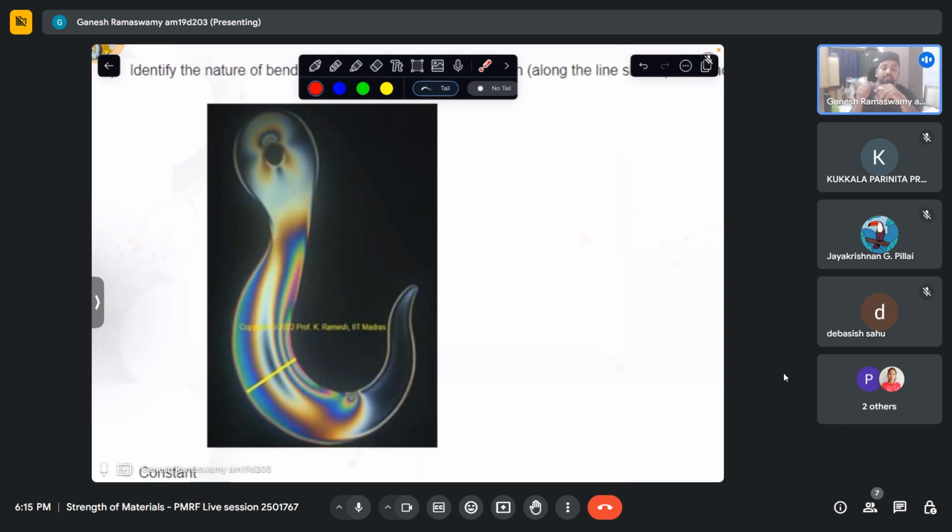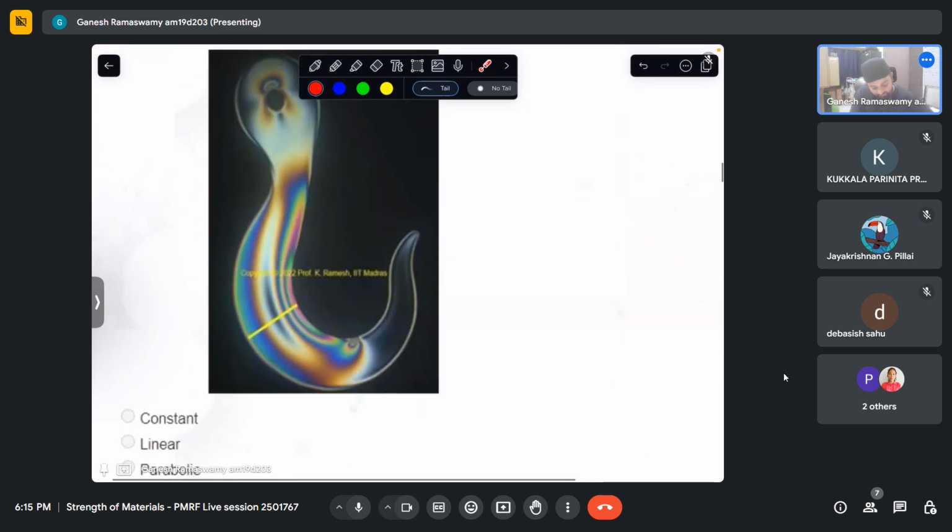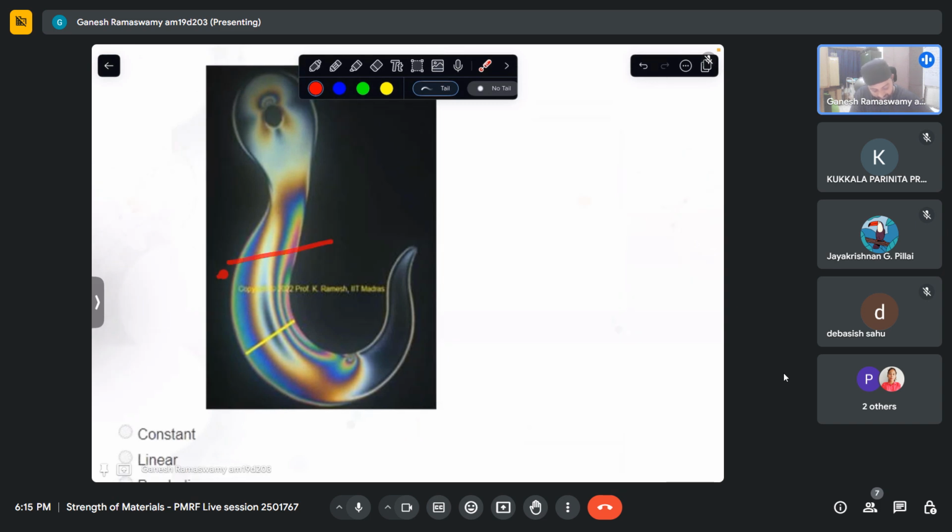And there is something called stress freezing that is done, where it is put in a furnace in a loaded condition, and it is soaked for a certain period of time under a specific thermal cycle. And once that is removed, the stresses get frozen into the model. Then subsequently we can take it out, cut it, view it in a polariscope, and so on.